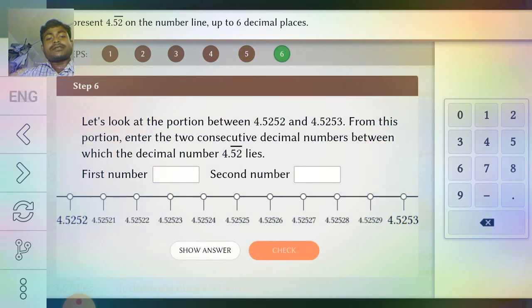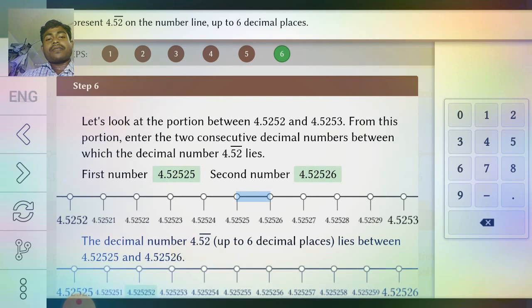Step 6. Let's look at the portion between 4.5252 and 4.5253. From this portion, enter the two consecutive decimal numbers between which the decimal number 4.52 bar lies. Then first number is 4.52525 and second number is 4.52526.